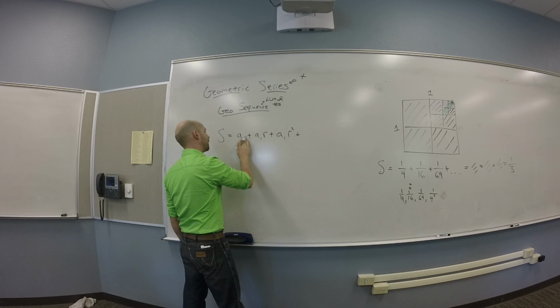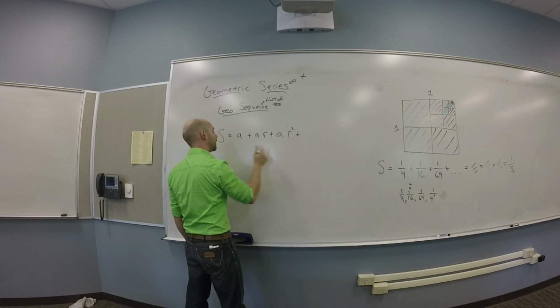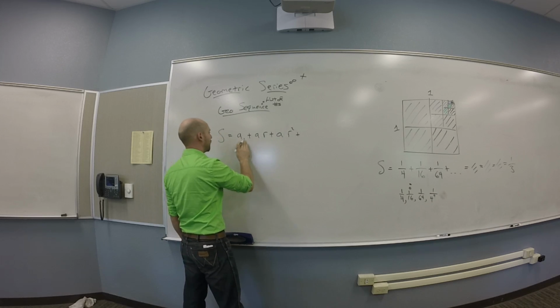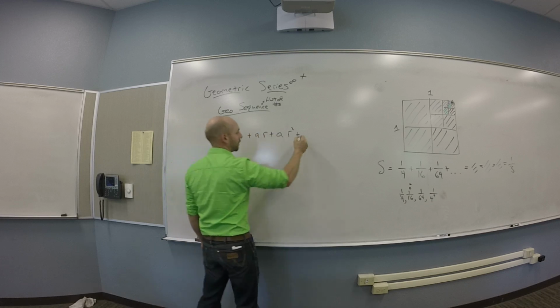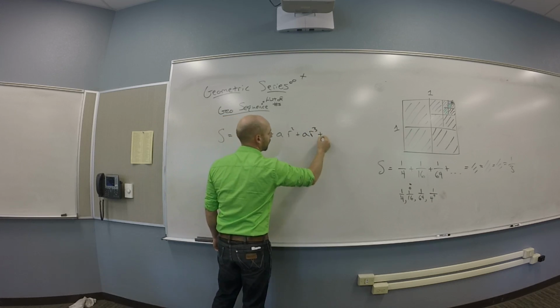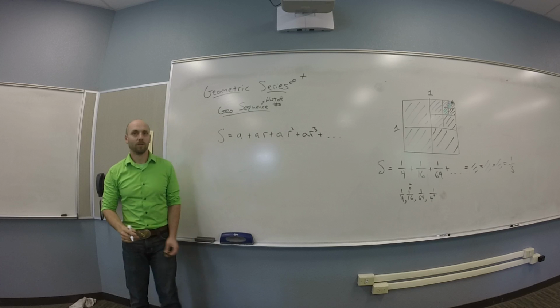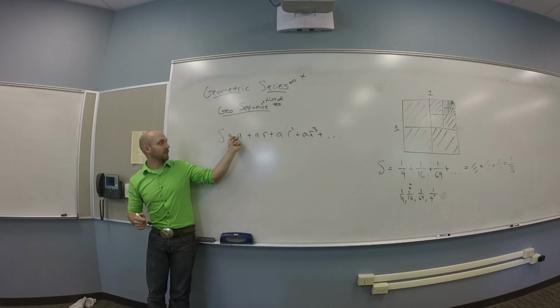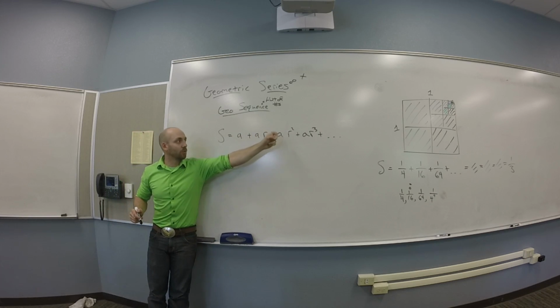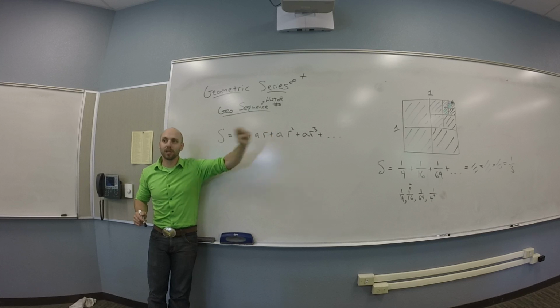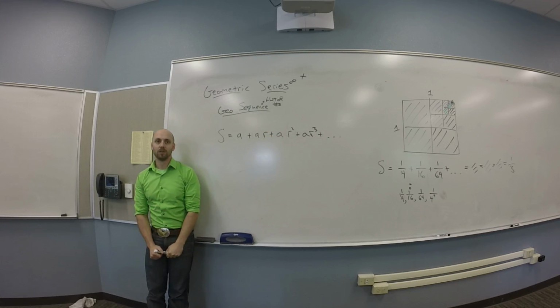Let me standardize my notation a little bit. Let me just call this A, that might be easier. Okay, so I have my first thing, and then I have R times that, and then R squared times that, and R cubed times that, and so on, right? I want to know what this sums to.